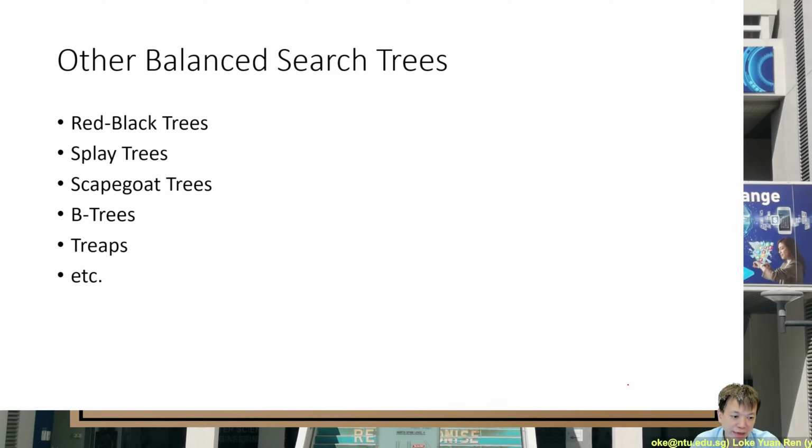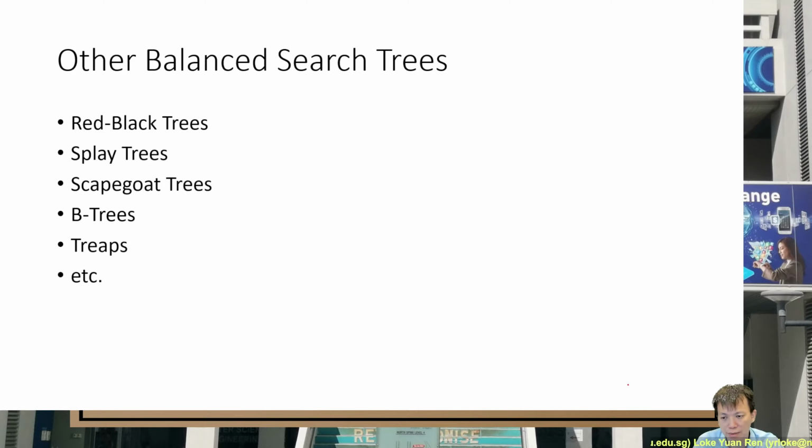In fact, a lot of people have proposed many different algorithms to balance the search tree, or different search tree structures. Here we do not cover all of this. If you're interested, you can go and search. Red black tree is another one. Maybe you will cover B tree and red black tree at a higher level.